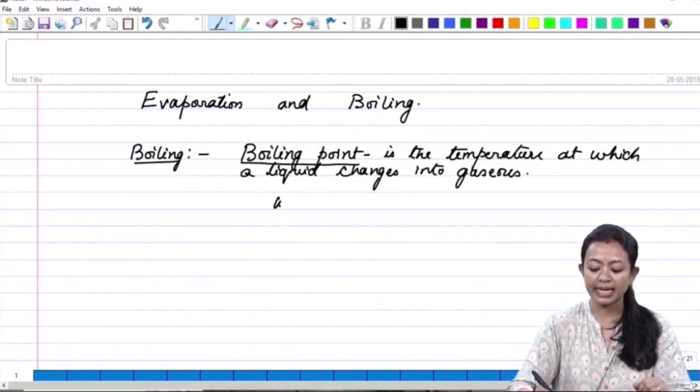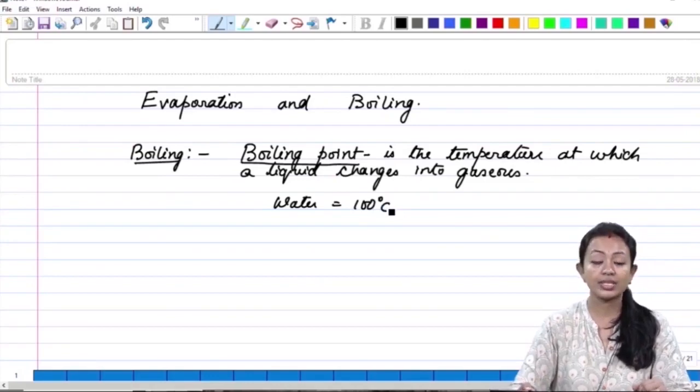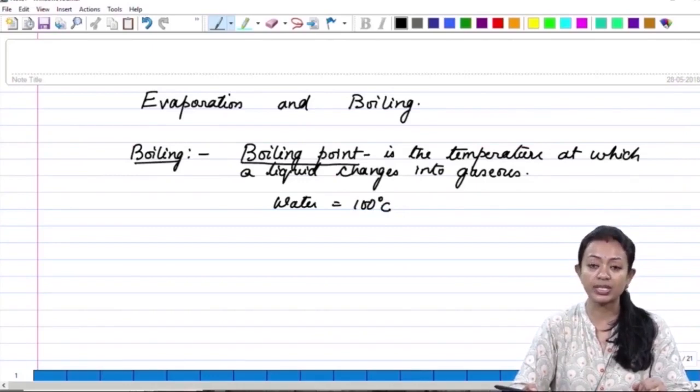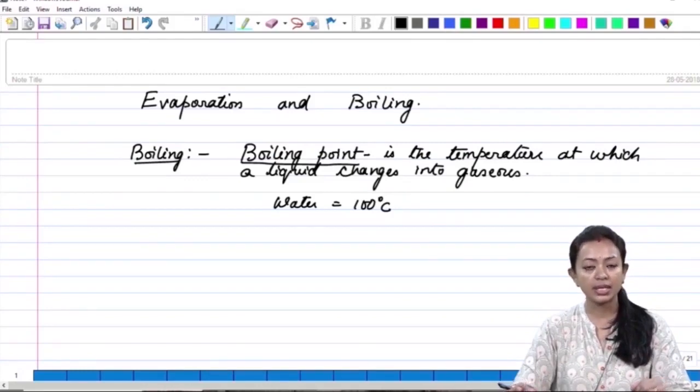For example, in case of water, the boiling point is 100 degrees Celsius. So it is at 100 degrees Celsius that you would see water start converting into its vapor state, into the gaseous state, that we term as water vapor. Similarly, for alcohol it is 70 degrees Celsius, and at 70 degrees Celsius, alcohol starts converting into the gaseous state. So likewise, we have many such liquids which boil at different temperatures and get converted from the liquid state to the vapor state or the gaseous state.